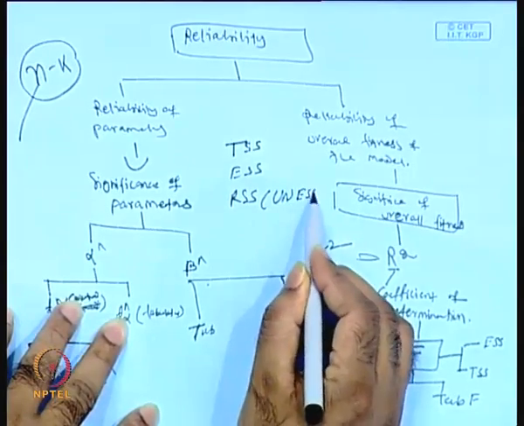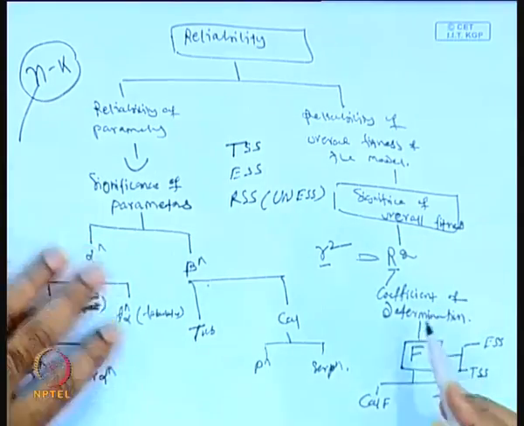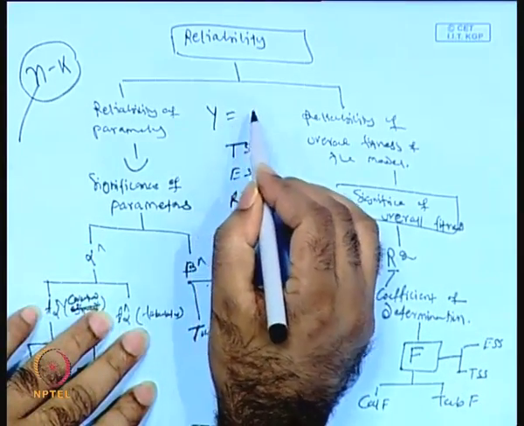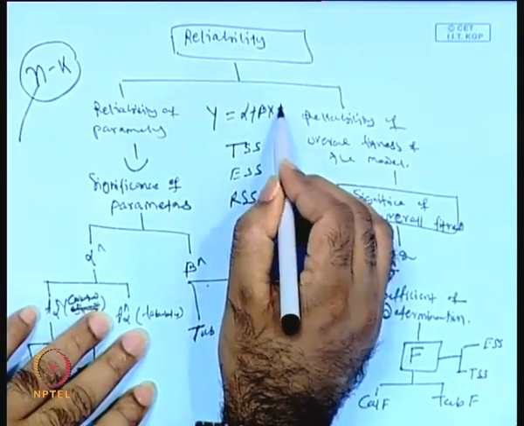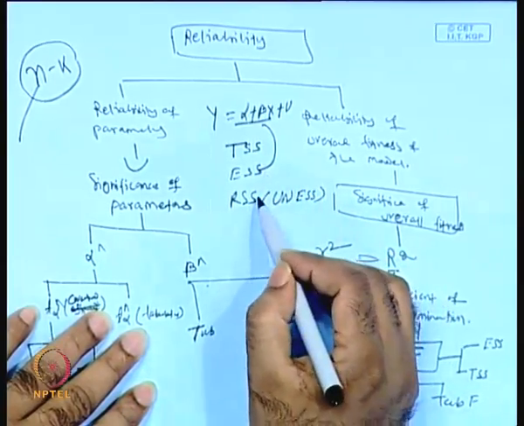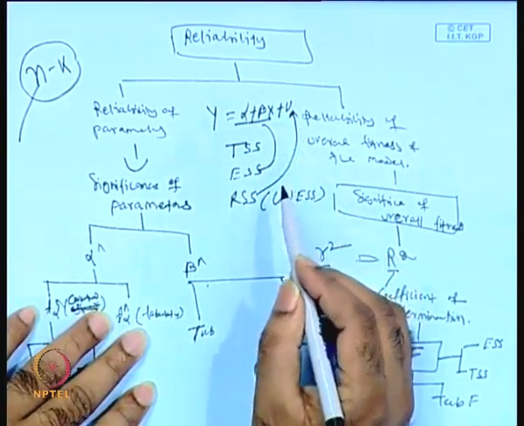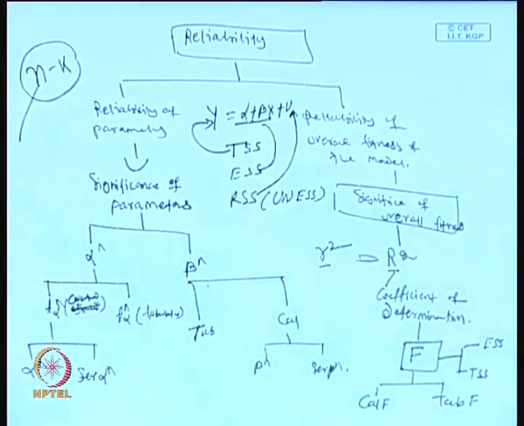TSS represents the total sum of squares, which we derive from the structure y equals alpha plus beta x plus u. This particular item is the explained sum of squares, and u relates to the unexplained residual sum of squares, and the total represents y. But the calculating procedure is different for the total sum of squares, explained sum of squares, and residual sum of squares.